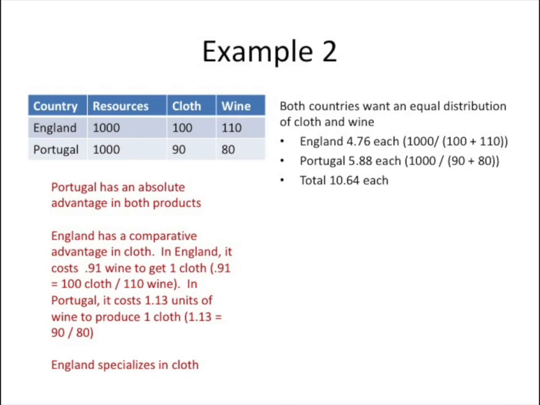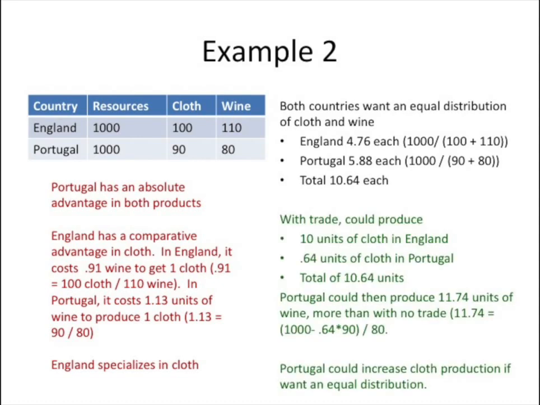So, for a total across those two countries of 10.64. Now, if we allow trade, we could produce 10.64 units of cloth by having England produce all the cloth and Portugal producing 0.64 units.